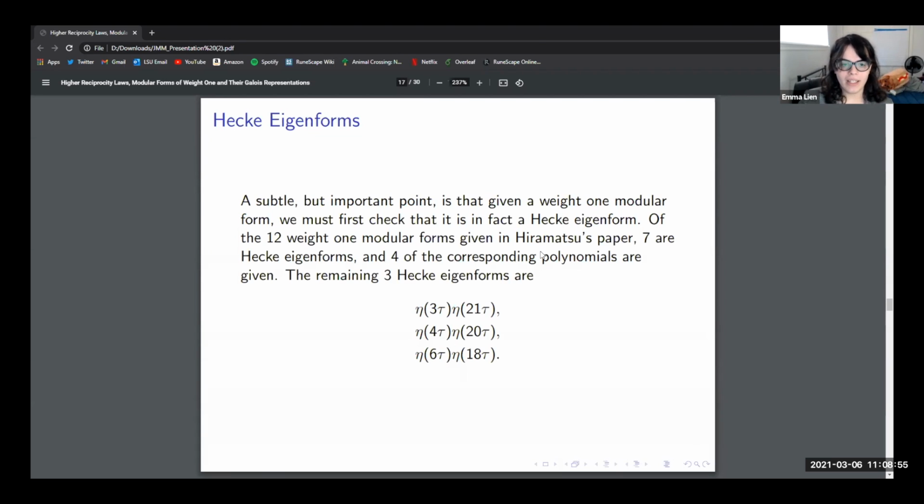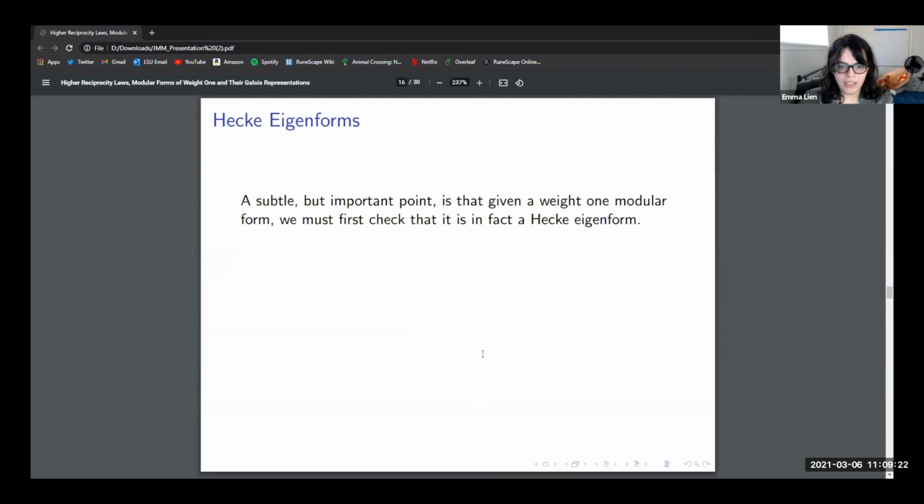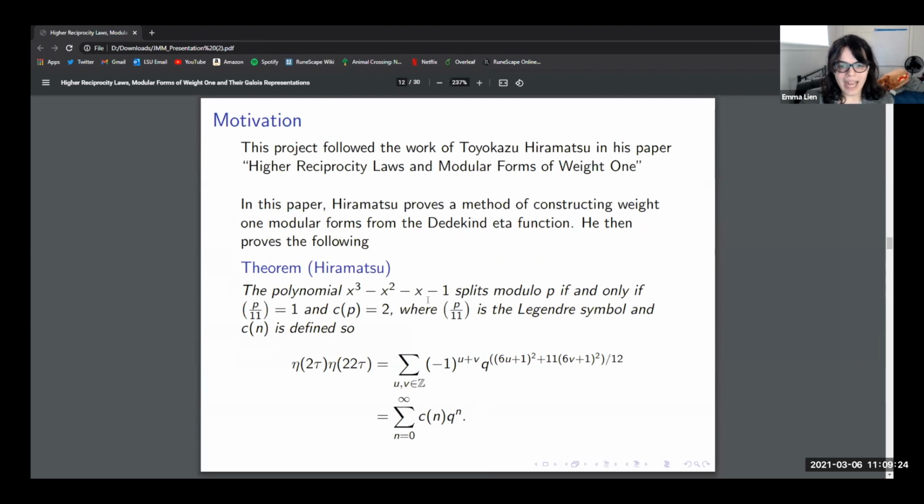In his paper, there are 7 Hecke eigenforms. Of these, he proved 4 in his paper, and the remaining 3 are eta of 3 tau times eta of 21 tau, eta of 4 tau times eta of 20 tau, and eta of 6 tau times eta of 18 tau. So we want to find polynomials that correspond to each of these, so that we get an analogous theorem to the one that he proved in his paper.